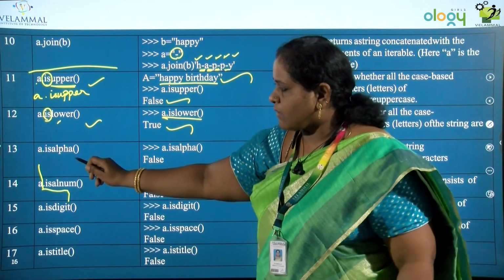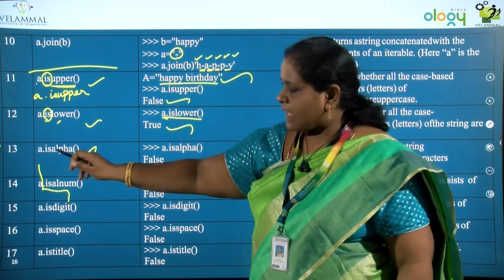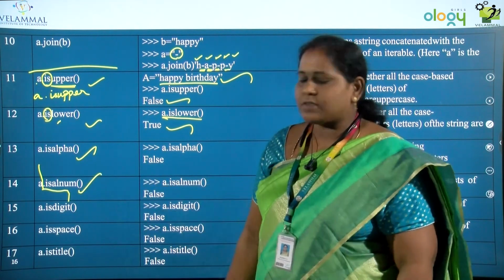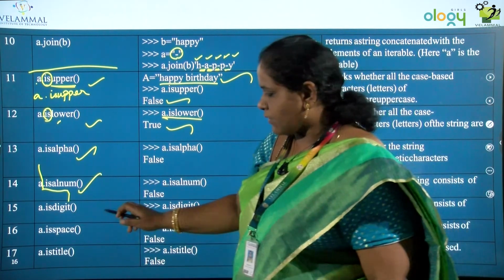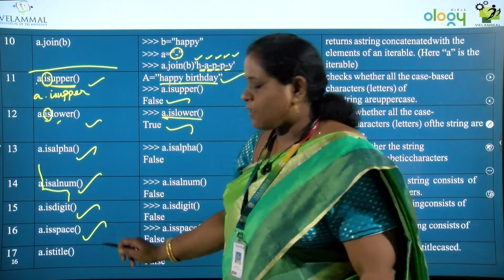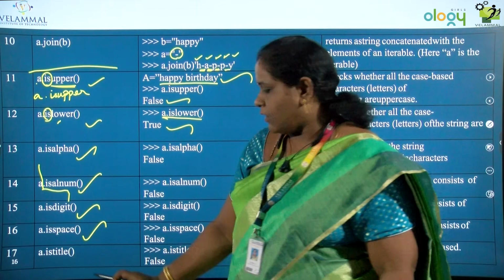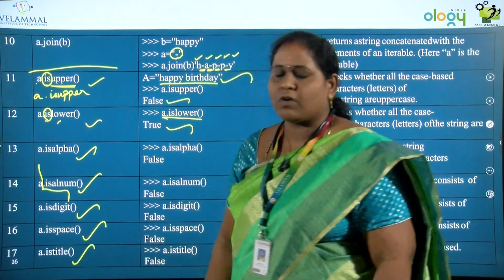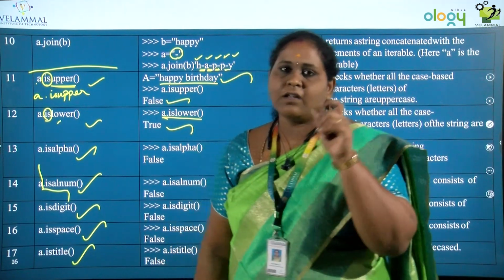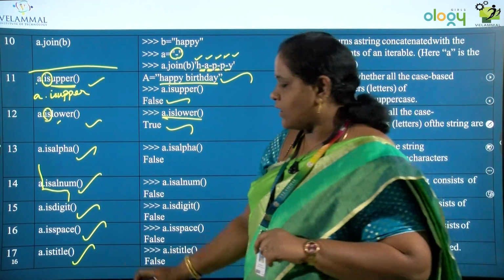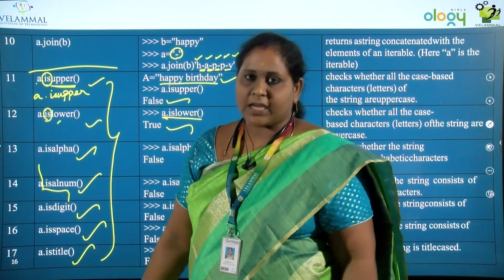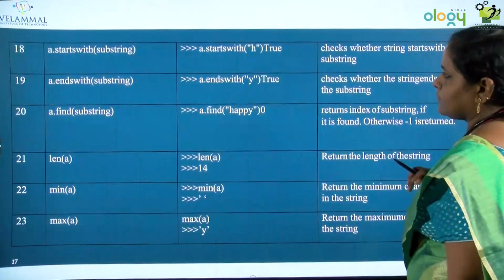So this is going to be checking the alphabets, whether alphabets are present in the string or not. This is going to be both alphabets and numeric, that is alphanumeric. Next, digits means numbers, and the next is space, whether any space is present in your string or not. And the last is whether your string has the title or not. Title means in each and every word the first letter should be in capital, that is called title. So all these are the condition checking methods in your string.